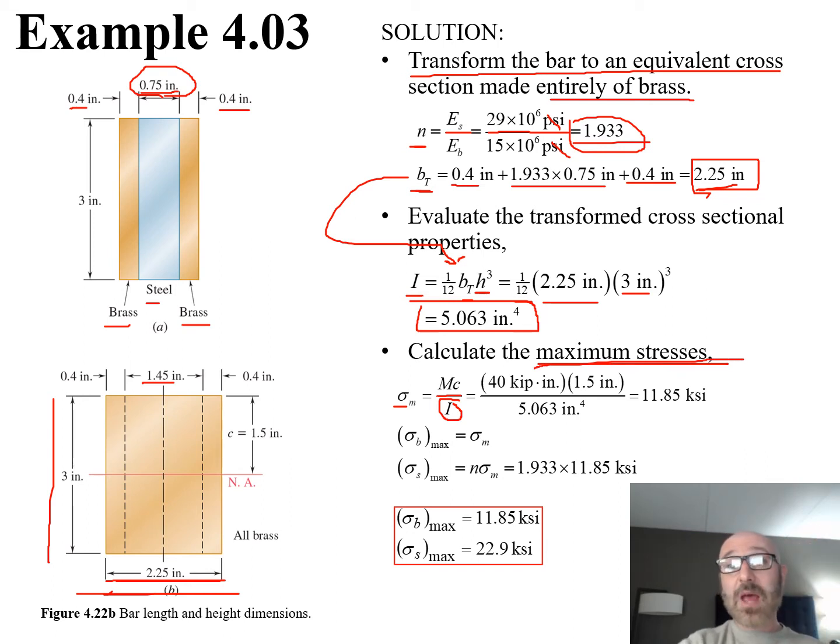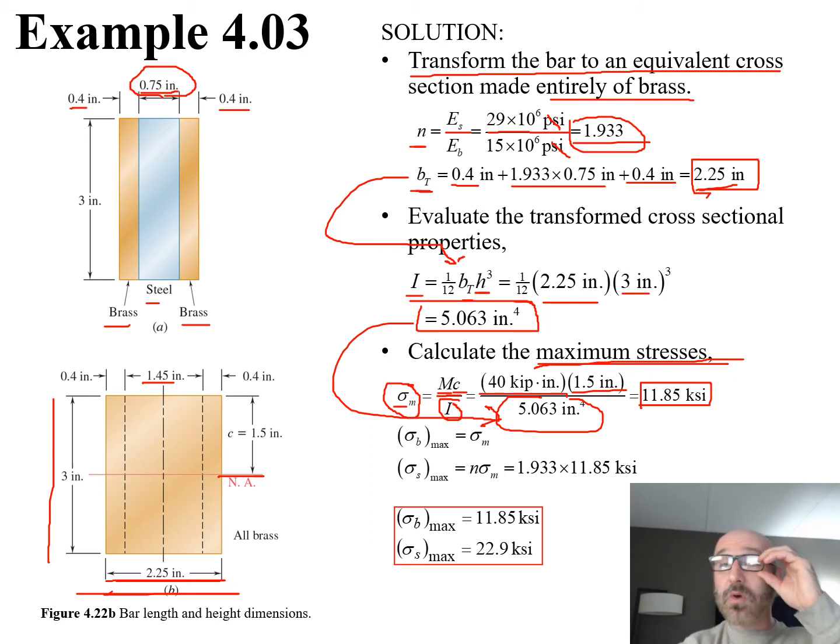Well, they gave us an M value in the problem statement that was 40 kip-inches, and they gave us a value for c, which is going to be half our height, because our neutral axis, now that we've done that composite cross-sectional area, is going to be at 1.5, or half that 3 inches. So we plug our 1.5 in there. Now we have this value that we can bring down in here for our I value, which is 5.063 inches to the fourth right there. And now we do out our math right here, and we can find that our maximum stress right there is going to be 11.85 ksi.